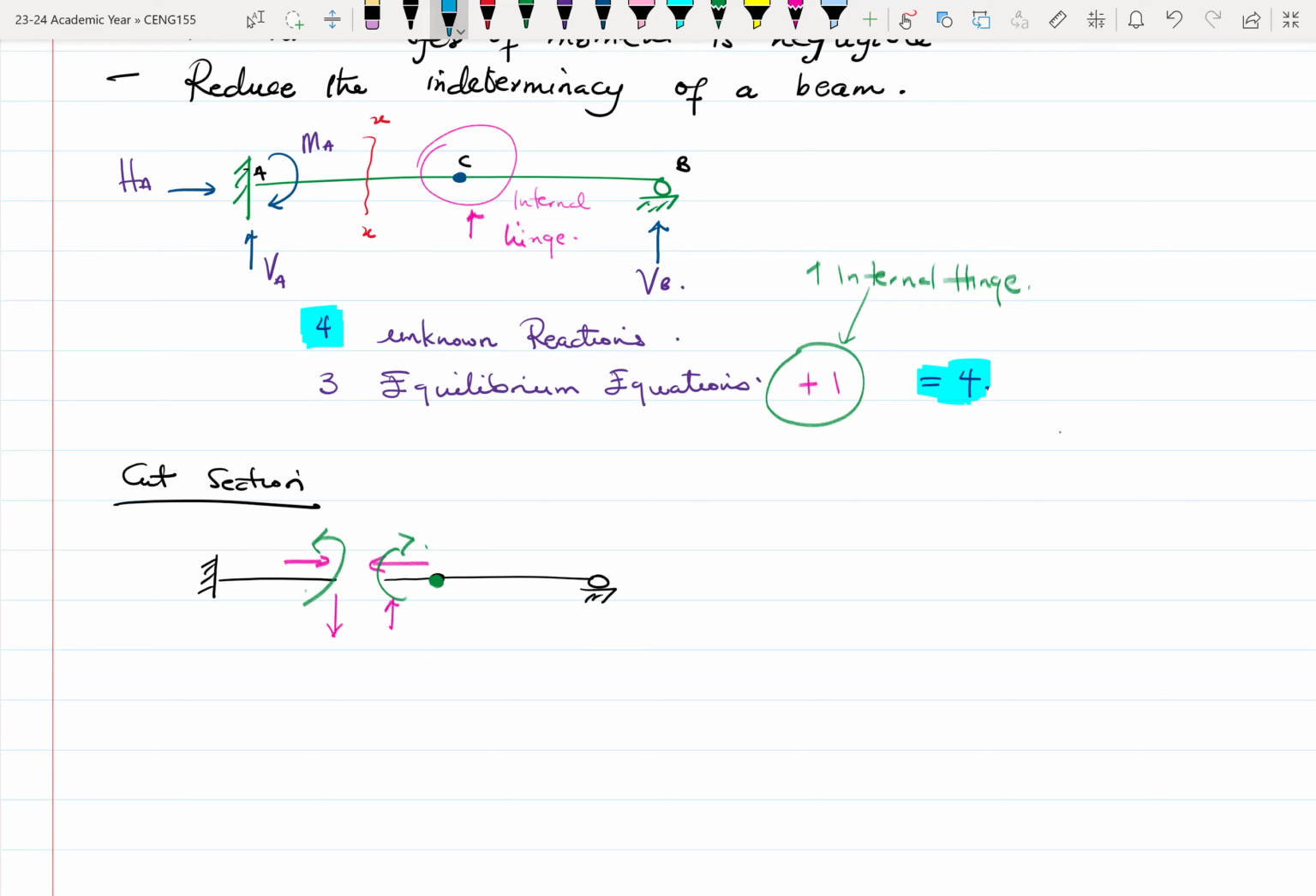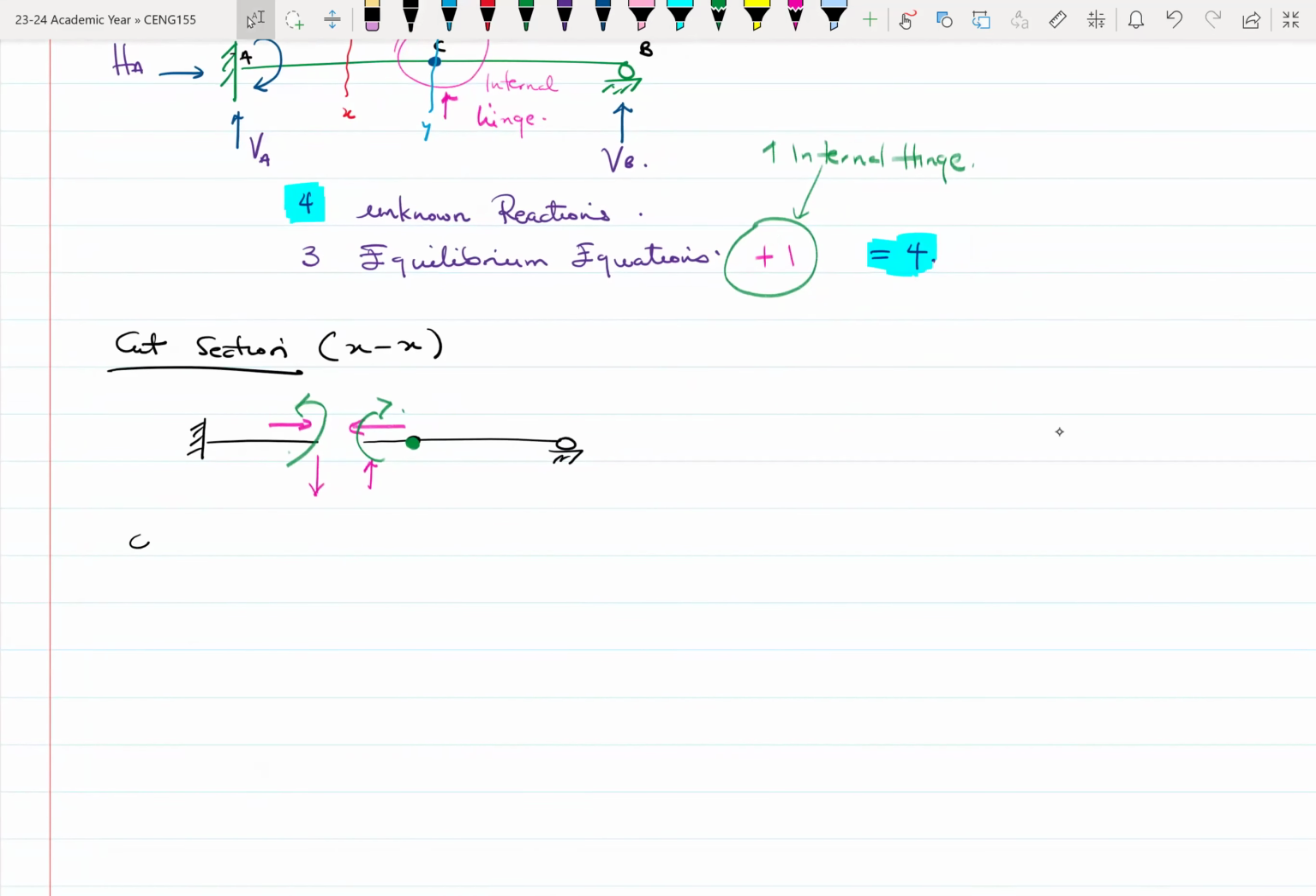Now, let's say we cut the section at the hinge, so right at where the hinge is. So this is, let's say, YY. Now, if you have a cut section at YY, pretty much where the internal hinge is located, this is what we would see.